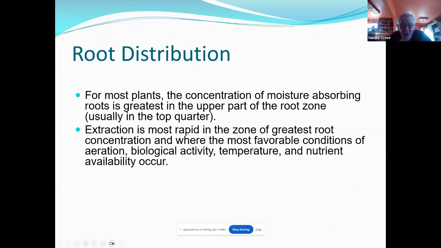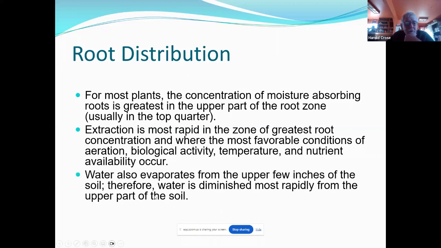And this gets back to that temperature issue. Typically, what I call biologic zero in soil temperature is 50 degrees. We really don't want to be planting anything below 50 degrees because you'll probably not germinate effectively. And so I look at that temperature and that scheme, and I'll show you how to get that in a little bit. But it's extremely important to understand that the rooting depth of that crop is just critical. And water also evaporates from the upper few inches of the soil. Therefore, water is diminished most rapidly from the upper part of the soil.